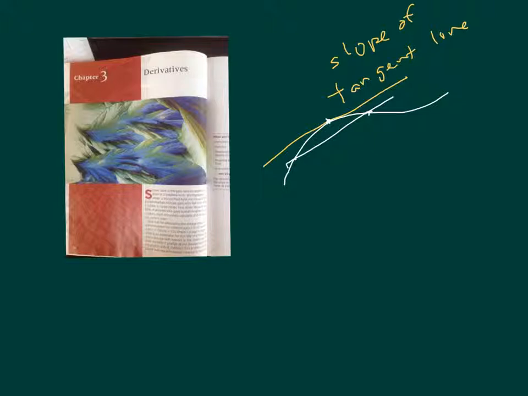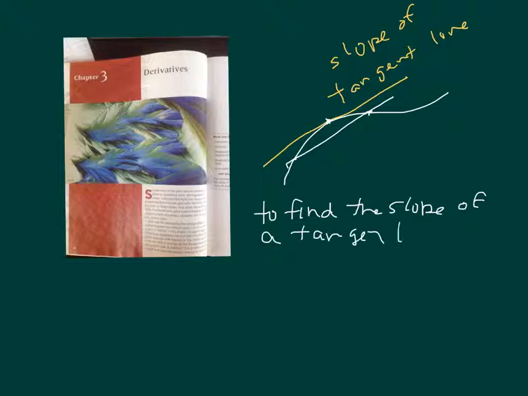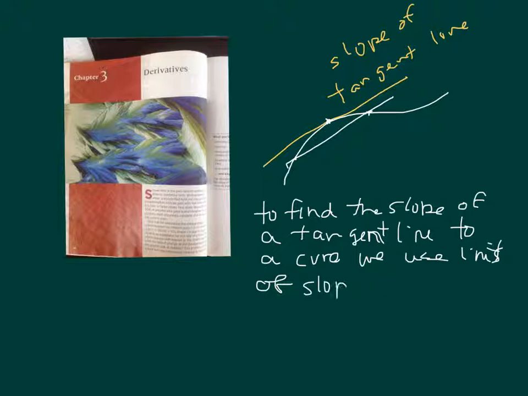So let's just summarize exactly what we did. So in summary, to find the slope of a tangent line to a curve, we use limits of the slope of secant lines.